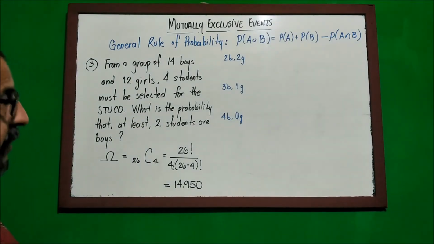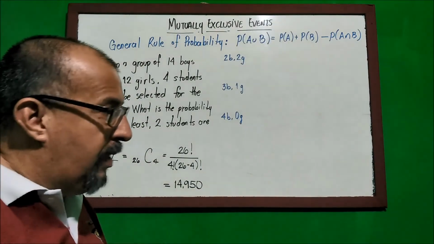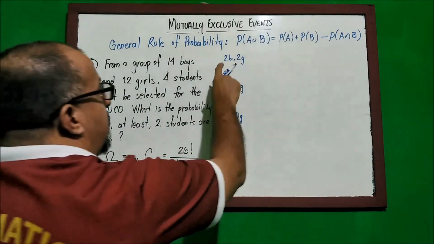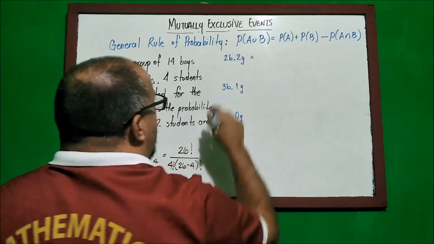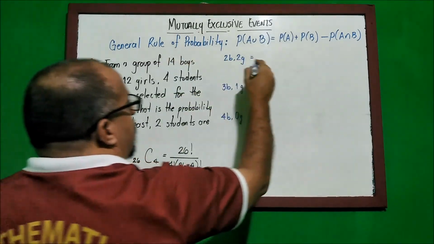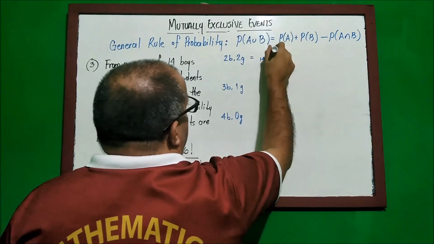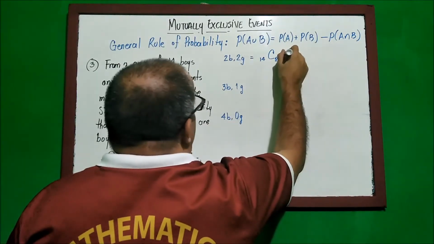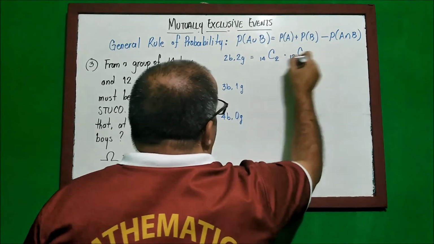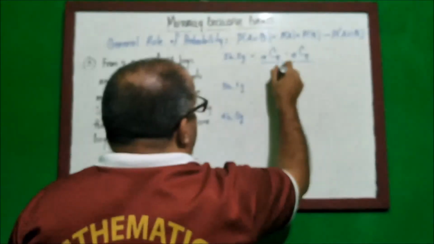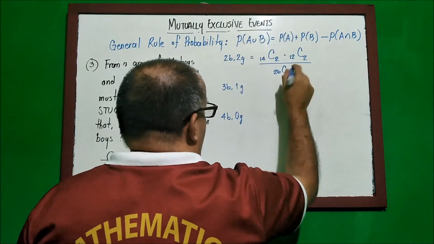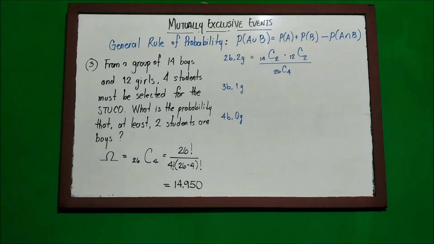So what do we mean by possible cases? Okay, let's analyze one by one. What will be the combination in here? Or how do I get this combination? This combination will be 2 boys and 2 girls. The 2 boys, they go from here. So 14 combination 2 multiplied by 12 combination 2. And this will be divided by 26 combination 4, which we already had from a previous step.